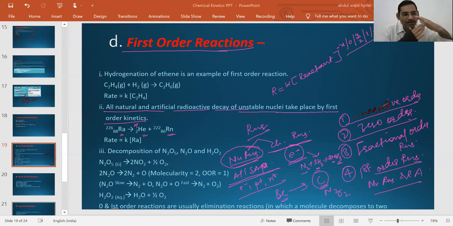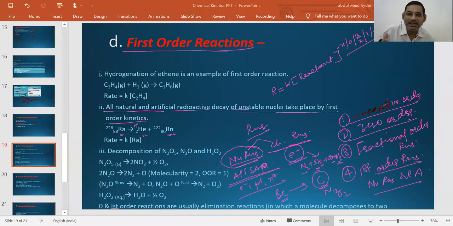So this will be perpendicular to this, and this perpendicular to this will be something new. So only three dimensions can be possible. Fourth dimension is not possible. Length, breadth, and height. So order of reaction maximally can be 3 only, because from the fourth direction, there is no fourth direction.